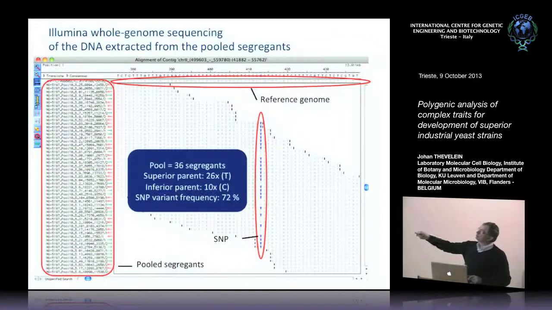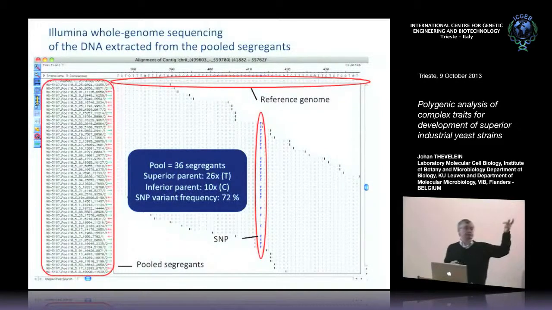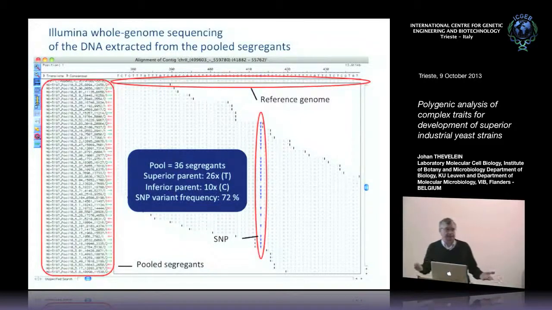And we have in the pool 36 segregants. 26 have the T, which is the nucleotide of the superior parent. 10 have the C, which is the nucleotide of the inferior parent. So for this SNP, we have, in this case, a variant frequency of 72% for the nucleotide of the superior parent. So this information, the variant frequency of every SNP, and then we speak about 10,000 to 50,000 SNPs, this information we obtain from the sequencing center. Usually we do in China, in BGI, to have the sequencing done.